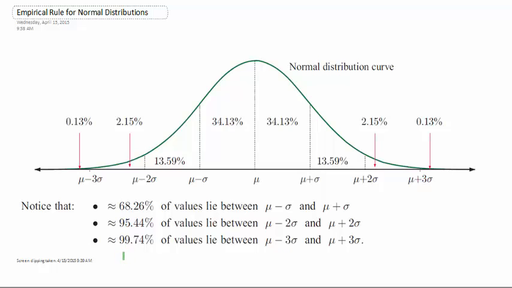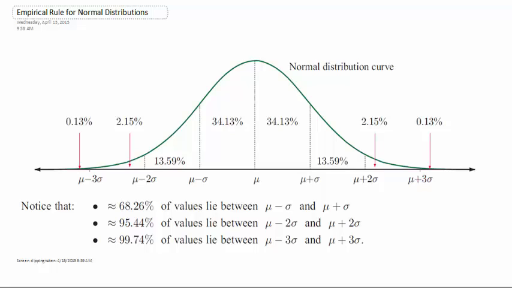It's 99.7% of all the data that will lie within 3 standard deviations of the mean for a normal distribution. This is always the case if data is normally distributed. It's a special distribution. It doesn't hold true for everything.